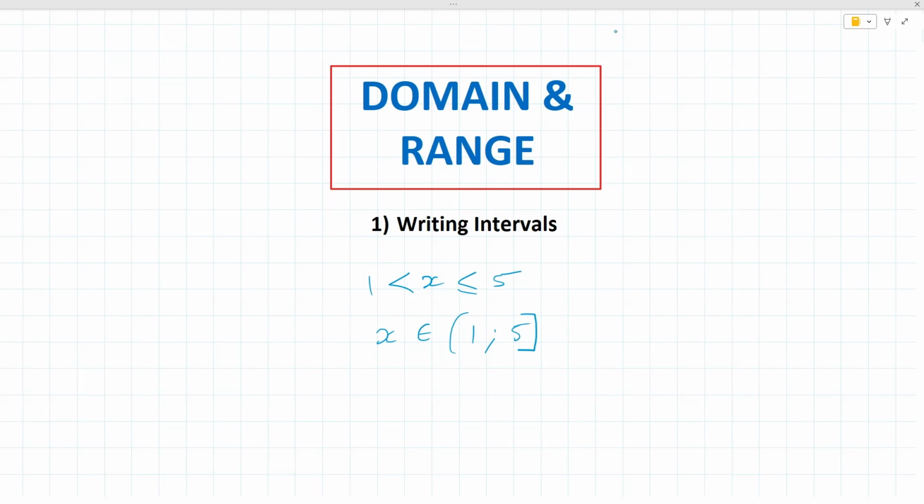And of course you can specify that x is a real number just like we did previously, or you can just say x belongs to the interval 1 until 5 included. So that's the difference between smaller than or equal or strictly smaller than.